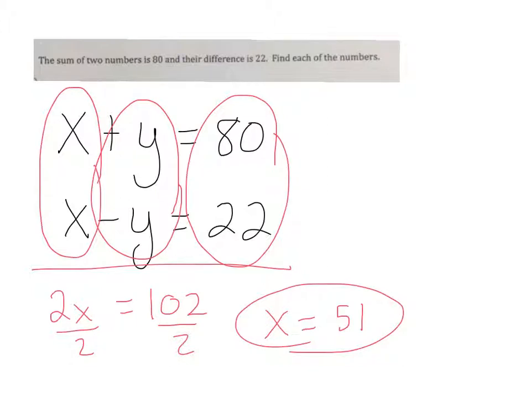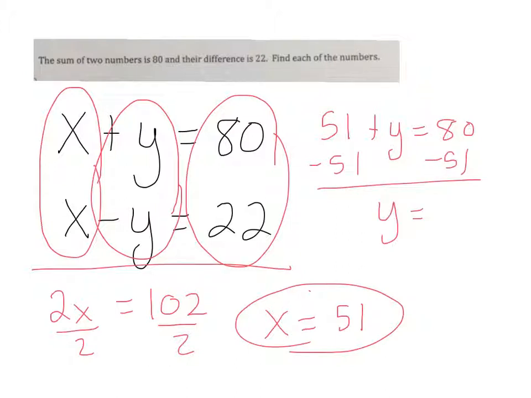So I'm going to plug 51 into the top equation for x. 51 plus y equals 80. And I'll subtract 51 from both sides. And so y equals, is it 29? And so there's your x and there's your y.